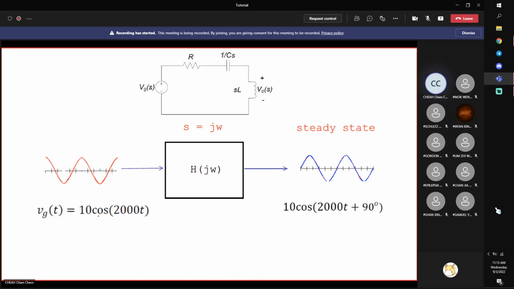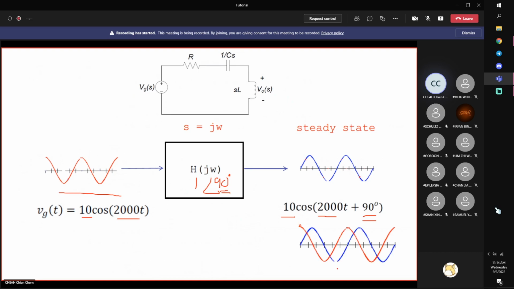Okay, which means that if I have an input, because gain is equal to 1, my output amplitude is 1. This phase angle is 90 degree, so this is shifted by 90 degree. And if you put the two signals in the oscilloscope, right, blue one is input, red one is output, you'll see that they will not coincide.